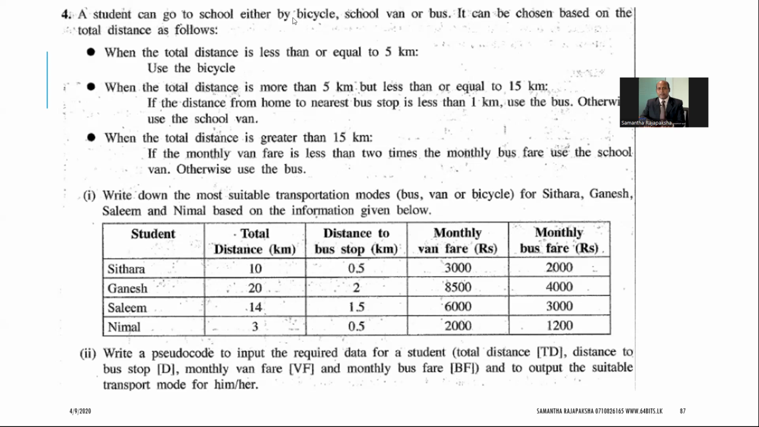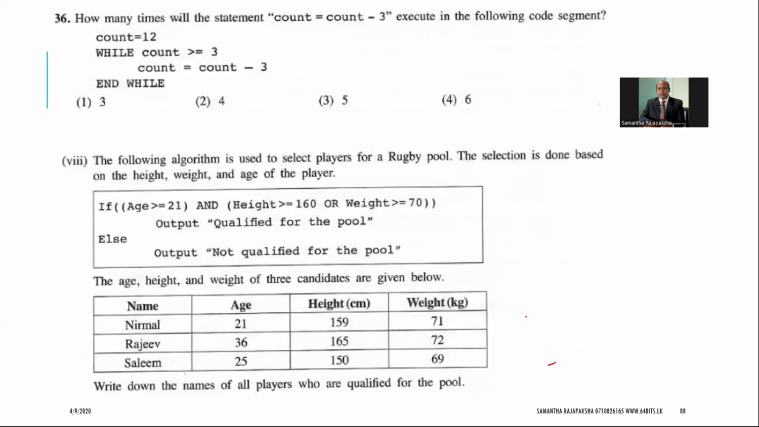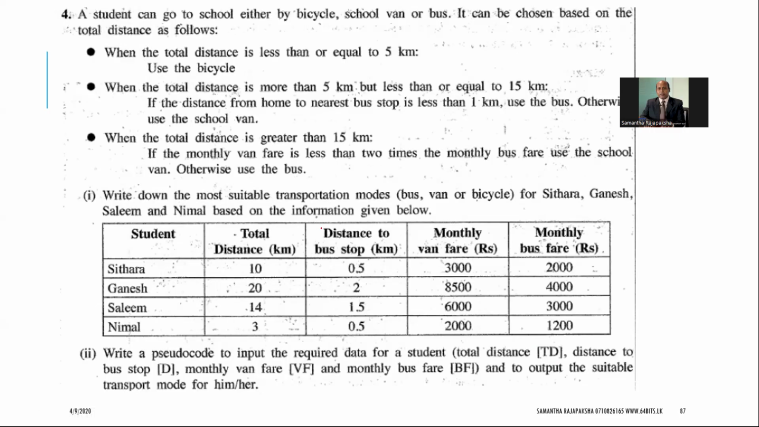So, how do you write it actually? Now, we can look at the condition carefully and then write it. If you look at the total distance, which is represented by TD here, and the bus stop distance is D, monthly van fare is VF, bus fare is BF. Now, these are the variables that you use to write the pseudocodes.